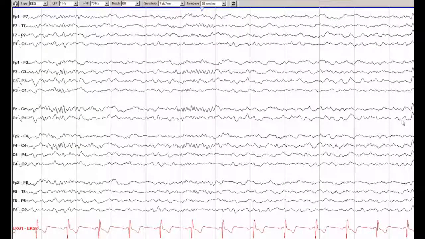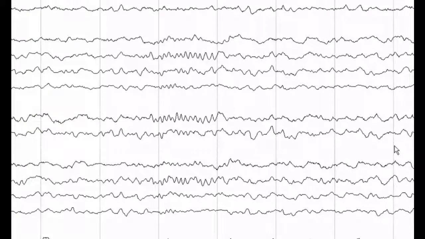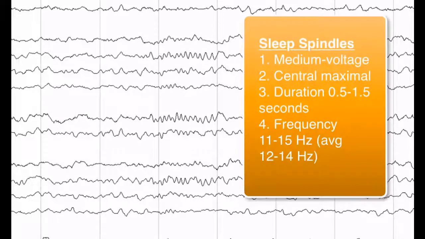Here, we can see the other main component of stage 2 sleep, focusing again on the center of the page. You see a rhythm lasting approximately 1 to 1.5 seconds, consisting of undulating 14 hertz rhythm, maximal in the center of the head. This is a sleep spindle. Sleep spindles are the other hallmark of stage 2 sleep. To summarize the components of spindles, they are usually medium voltage, midline maximal, and have a duration of at least half a second, and usually 1 to 1.5 seconds, and a frequency of 11 to 15 hertz, usually averaging 12 to 14 hertz.